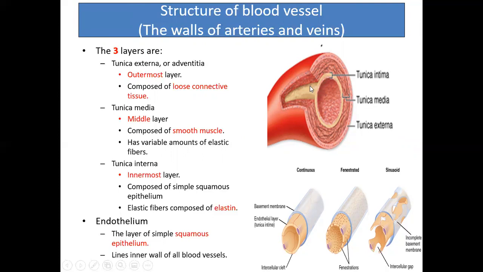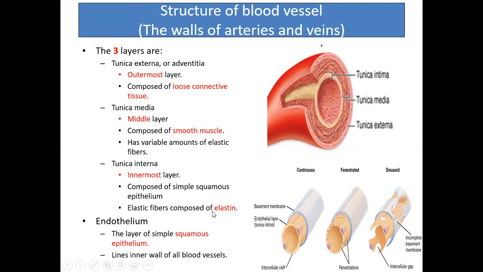Here the tunica media comprises a smooth muscle layer and also a variable amount of elastic fiber in between the smooth muscle fiber. And then here, in the yellow line, it represents the tunica interna, which is the innermost layer. This layer is composed of simple squamous epithelium. Simple means a single layer. Squamous means a flattened type of cell that lines this innermost layer, the tunica intima. Here we also have the elastic fiber, which is composed of elastin.